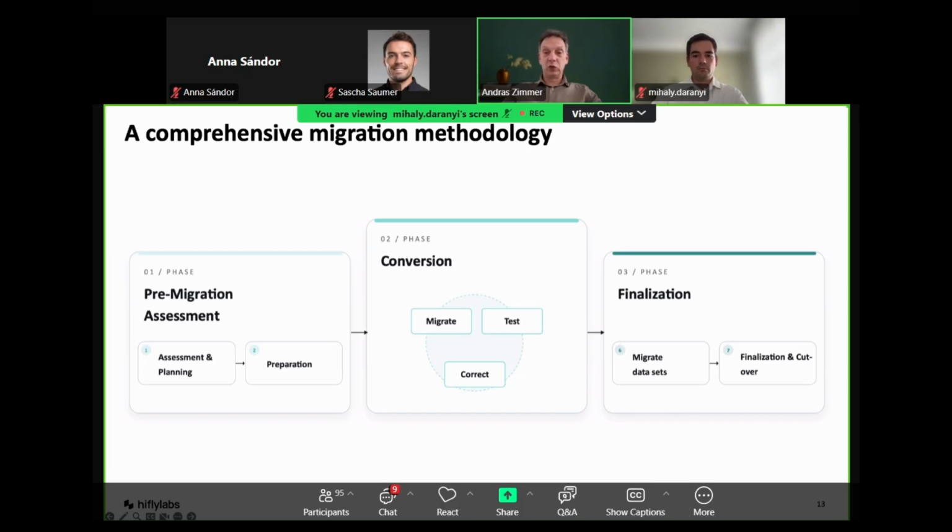Some of them may be huge, and if the pre-migration assessment was not thorough enough, we may very easily face nasty surprises here, like missing data or data that is not conformant to our expectations. And then the last piece of the migration is obviously the finalization and cutover. Cutover being the most heated part of the whole process when we just start a new platform and hope for the best.